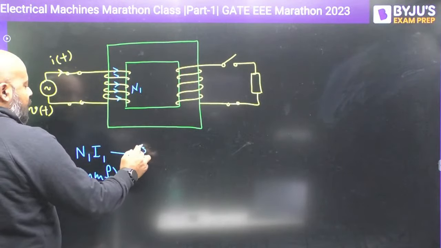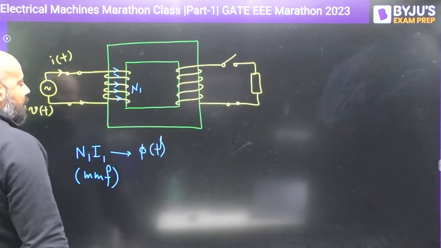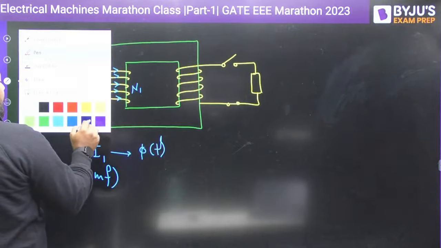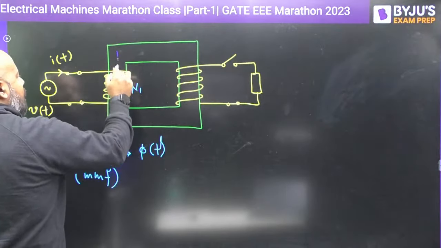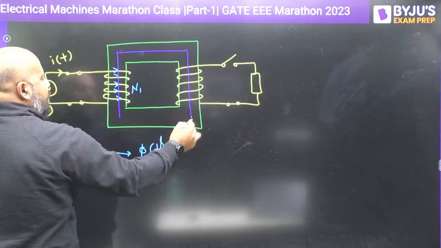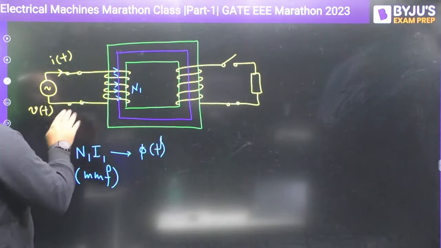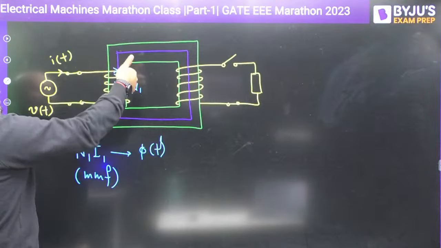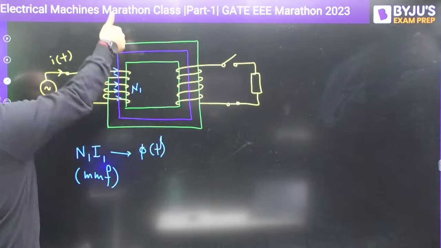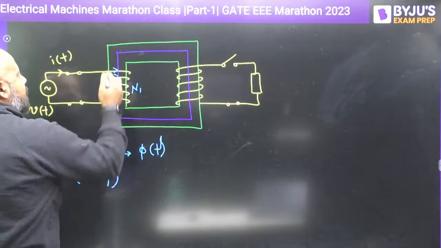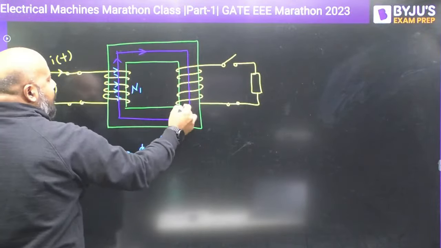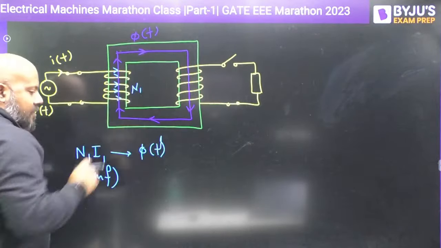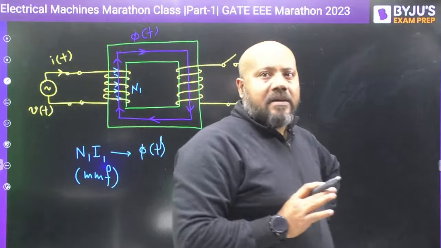This MMF is going to establish a time varying flux in the core of the transformer, something like this. Now for this given direction of current, this MMF is going to establish a flux where fingers are moving in the direction of current and thumb is going to give you the direction of established flux. So it is going to be like this. This flux is a time varying flux. This color is visible, I hope. Okay.